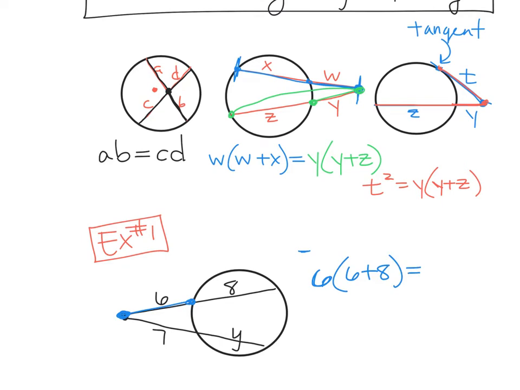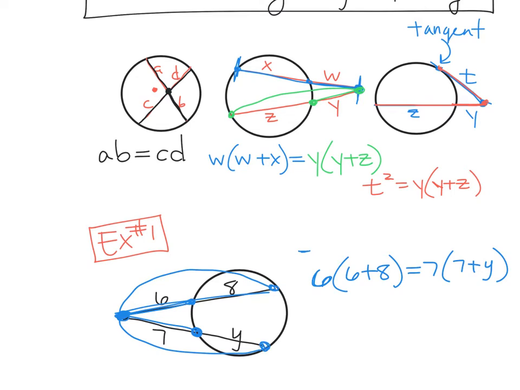What's your right side going to be? 7 times 7 plus Y. Okay, so from the point to the circle got us 6. From the point to the other side of the circle got us 14 up top, right? Then on the bottom, from the point to the circle, got us 7. From that point to the other side of the circle, got us 7 plus Y. Now it's just algebra. Just simplify.